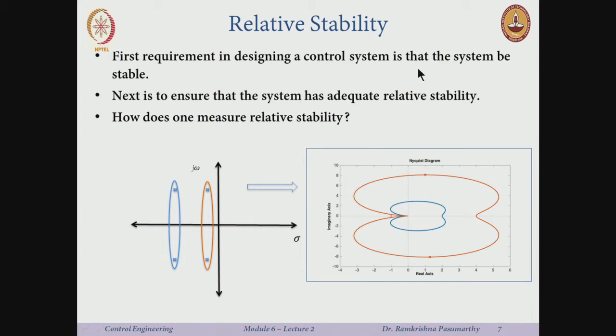Okay. So, what we know is that after we say, well, the first requirement is that the system should be stable, the next is to ensure that it is adequately relatively stable. Now, how does one measure relative stability?